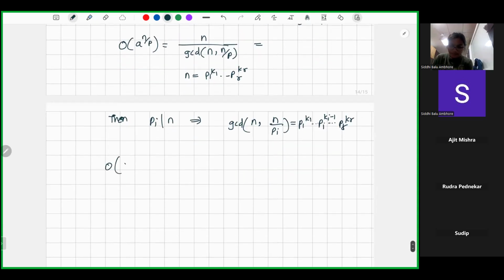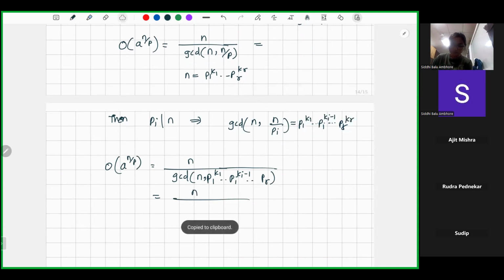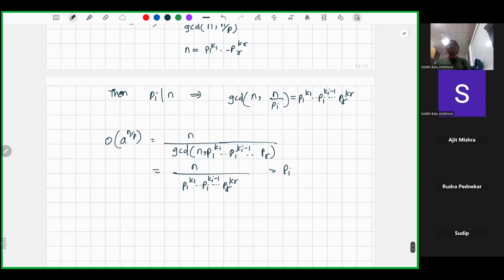So when I apply this formula, the order of N by P is N divided by the GCD of N comma this whole thing, P1 power K1, PI power KI minus 1, and so on to PR. And this is just N divided by this same thing, and this is just my PI. So the order of N by PI is PI.